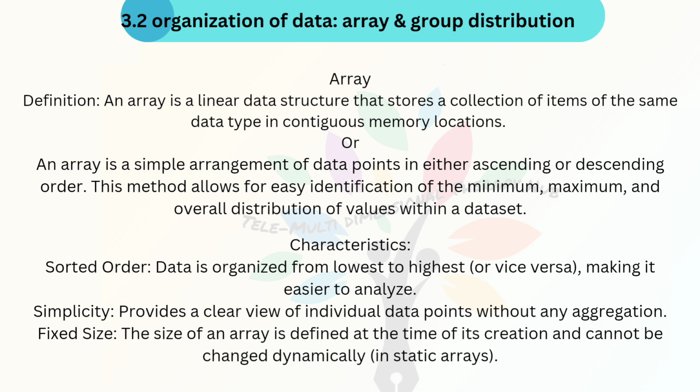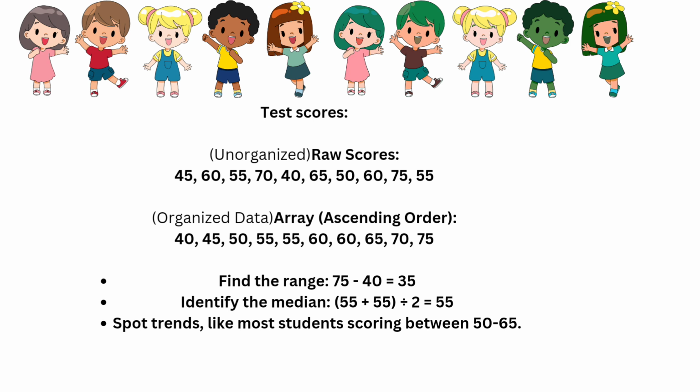That means in practice, let's say you have a group of 10 students and you want to create an array of their test scores. So the raw score, that means unorganized, is 45, 60, 55, 70, 40, 65, 50, 60, 75 and 55. So now we have arranged or organized it in an array, that means in ascending order. So this is the ascending order we have arranged.